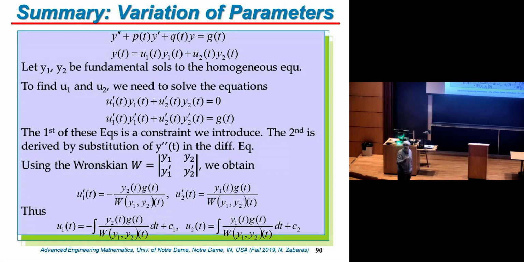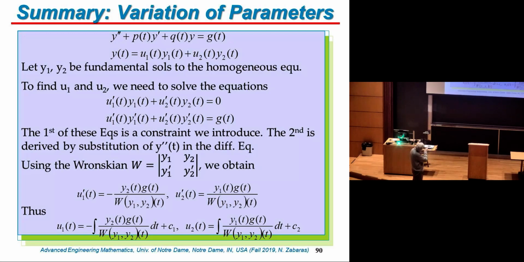Two of the terms you will get will be that. So we force that to be equal to 0. This is how the method works. So we're going to force that u1 prime y1 plus u2 prime y2 equal to 0. And then we compute y prime with this equal to 0. And then we compute y double prime. And then we plug everything into the differential equation. You have to trust me.